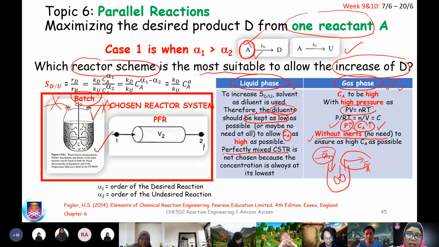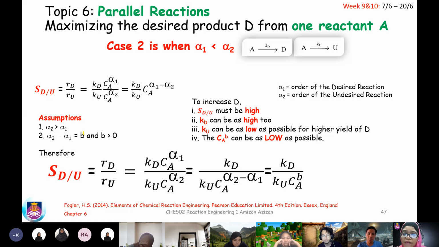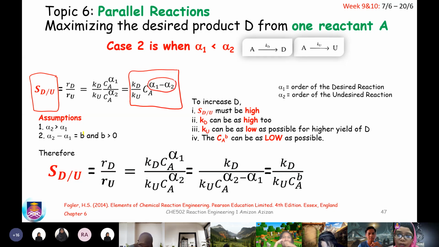We are going to proceed with case number 2, whereby alpha 1 now is lesser than alpha 2. So we're going to have a closer look at the equation of the selectivity. From here, we set that exponent by b. Earlier, we used alphabet a, and now we're going to use alphabet b. When we know that alpha 1 is lesser than alpha 2, we are going to set the equation in reverse, whereby alpha 2 minus alpha 1.